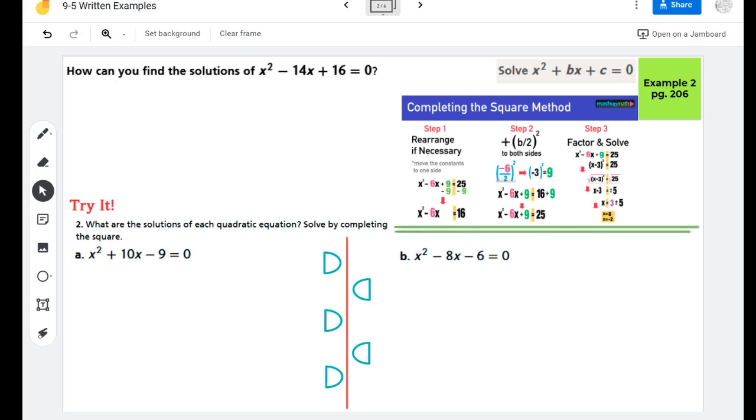In today's video, I'm covering example 2 from section 9-5 in the SavvasRealize Algebra 1 textbook. The goal of today's video is to solve an equation using completing the square.